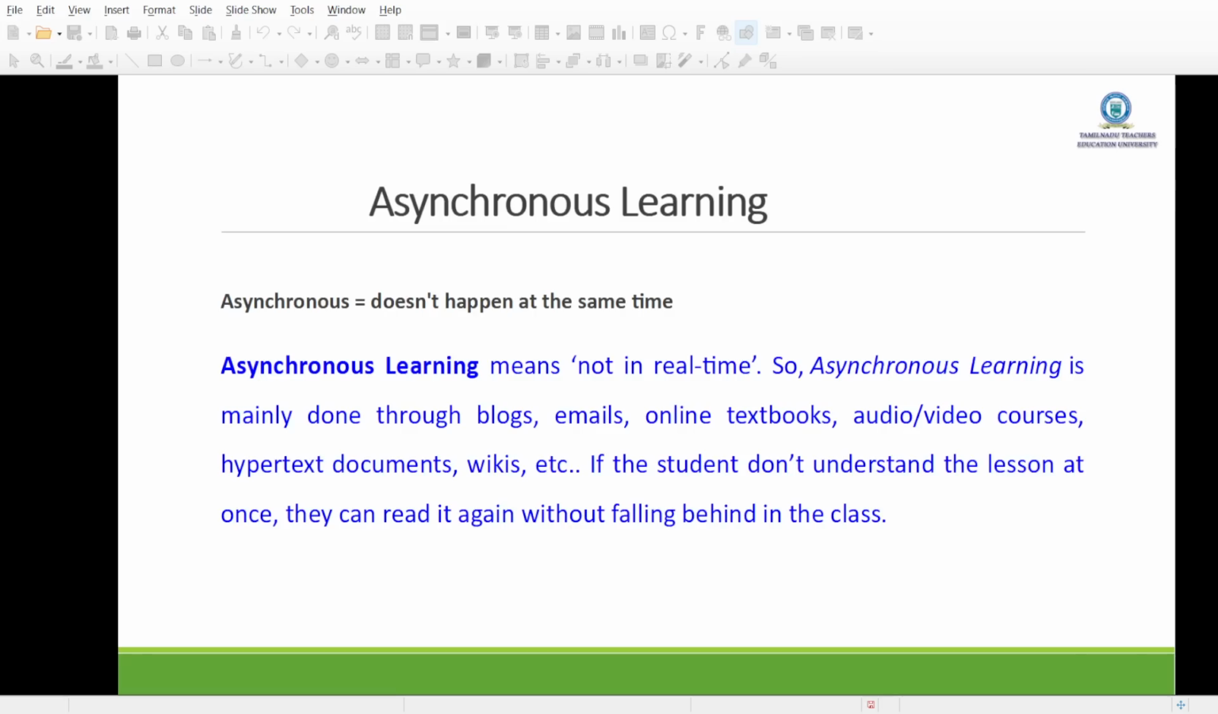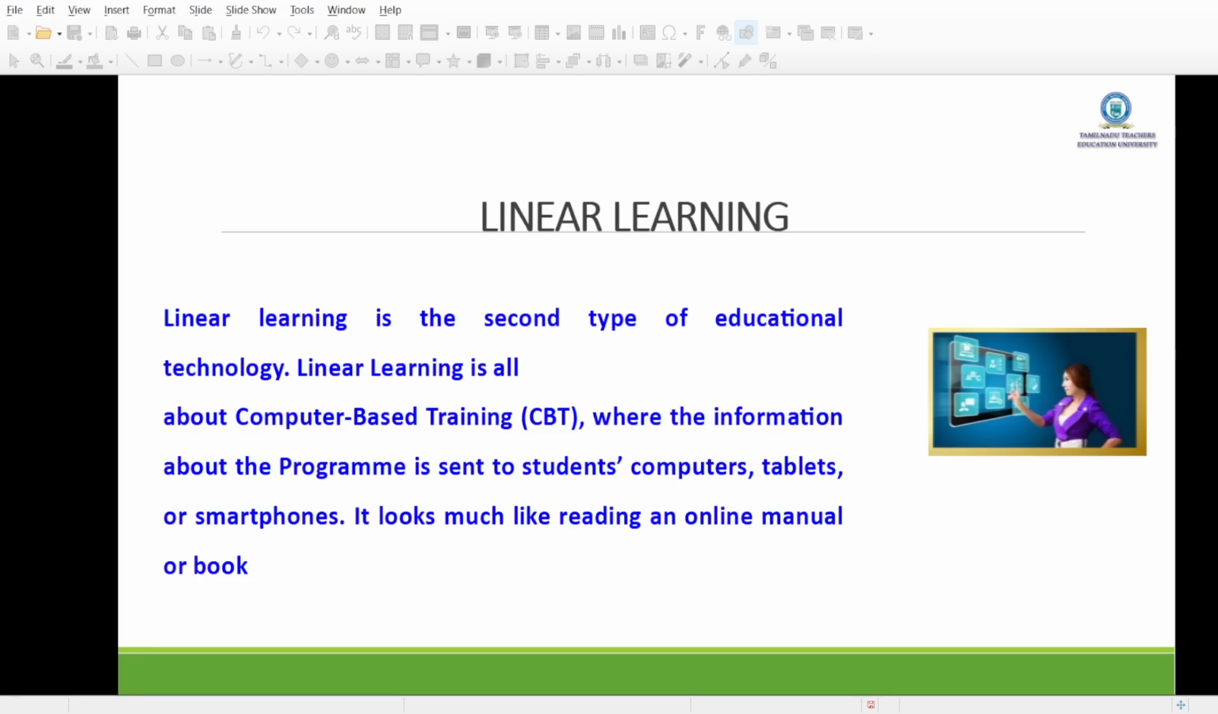Asynchronous learning means not in real time. So, asynchronous learning is mainly done through blogs, emails, online textbooks, audio video courses, hypertext documents, Wikipedias, etc. If the student doesn't understand the lesson at once, they can read it again without falling behind in the class. On the whole, asynchronous means it does not happen at the same time.